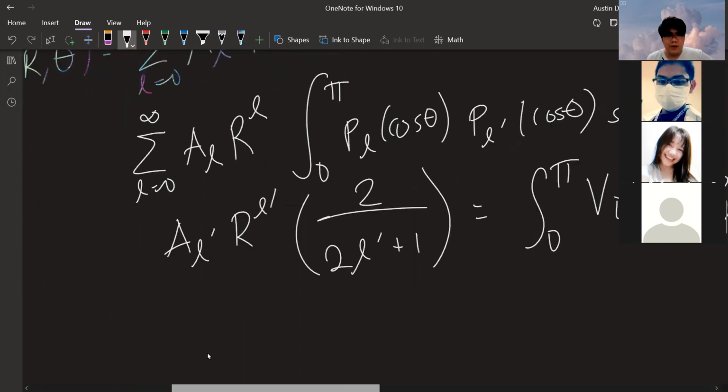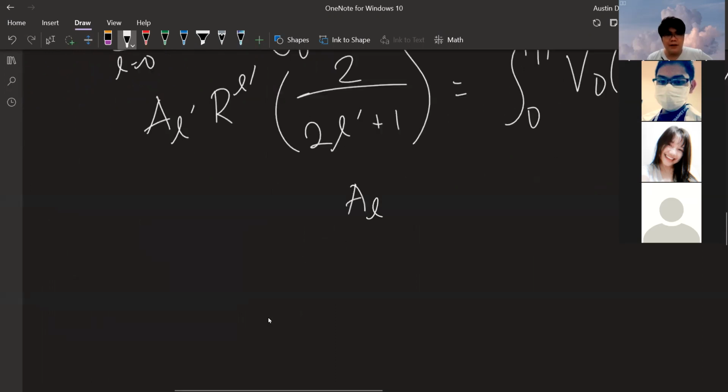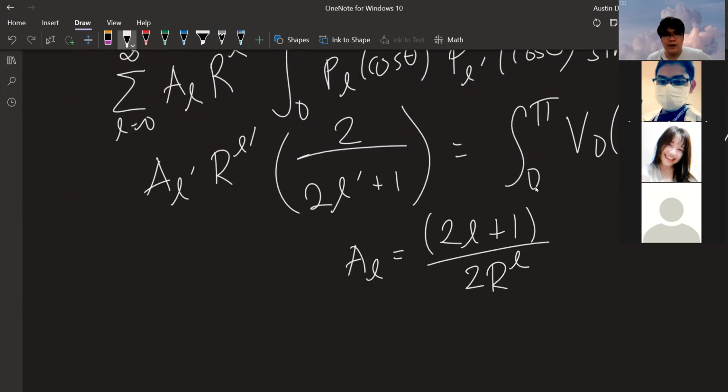Okay, and then I can now isolate A L. So that is simply A L. Okay, A L na lang, no? Kasi ganun din naman. Kahit anong variable lang din yan, that's a dummy variable. Okay, so just lipat ko lang to. 2L prime, 2L na lang. 2L plus 1 over 2R raised to L.